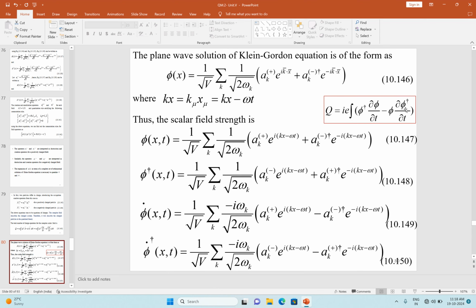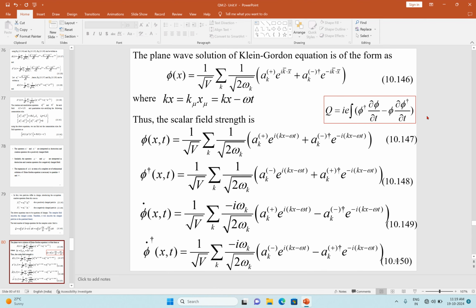Similarly, in the equation I need to have phi dot dagger, which is nothing but partial dφ†/dt. So I will have to differentiate equation 10.148 with respect to time. This equation becomes minus i omega k, but here the other term comes with plus i omega k, so I pull out minus i omega k to introduce one minus sign here. Now I can substitute in this equation to get the charge operators.